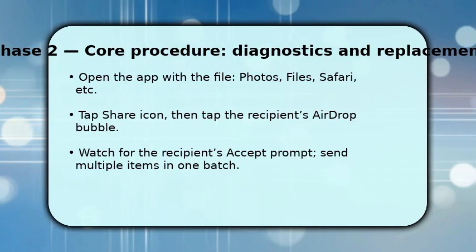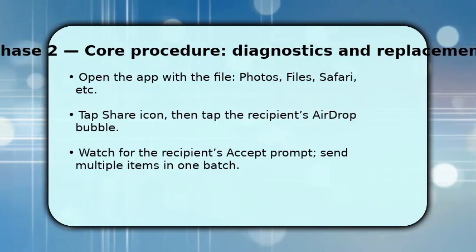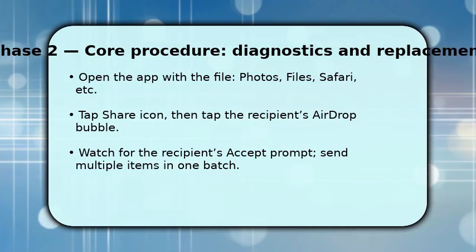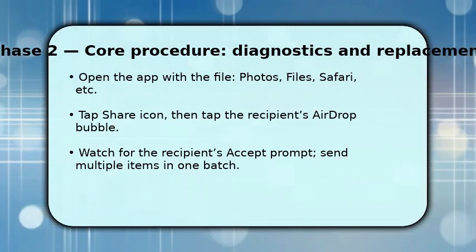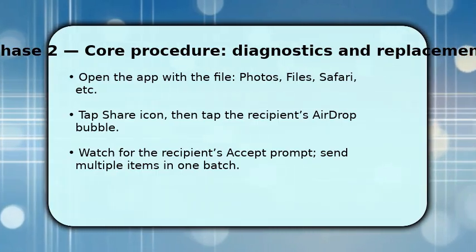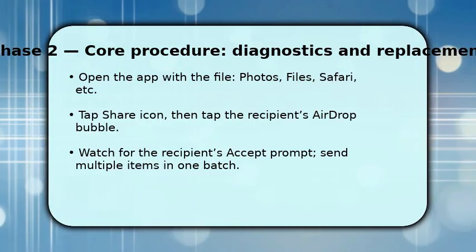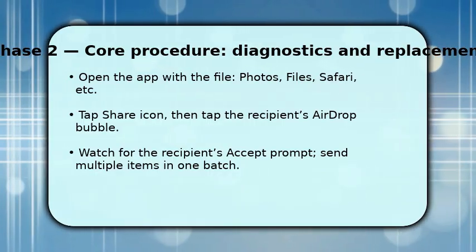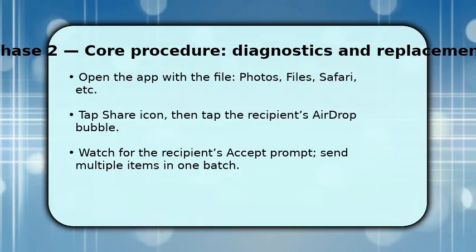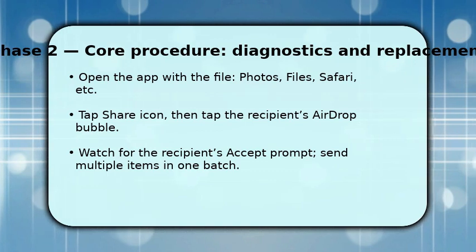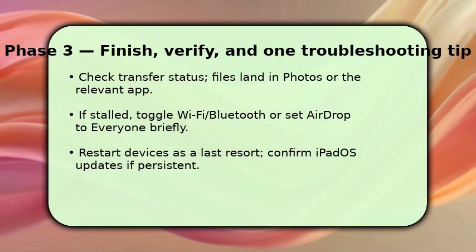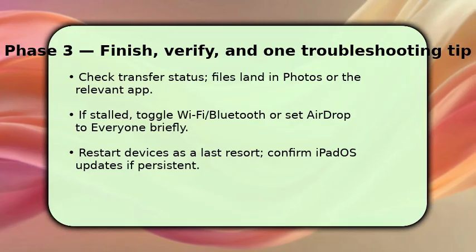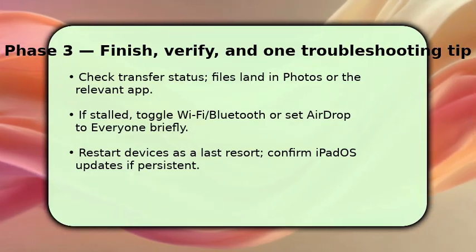You'll see a sending animation and a progress indicator. Meanwhile, the other person gets an accept or decline prompt. If you have several items, select them first and share in one batch to save time. Make sure the recipient stays visible on their screen until transfer completes. When transfer completes, you'll see a delivered confirmation and the file appears in Photos or the app you used. That's how you verify success.